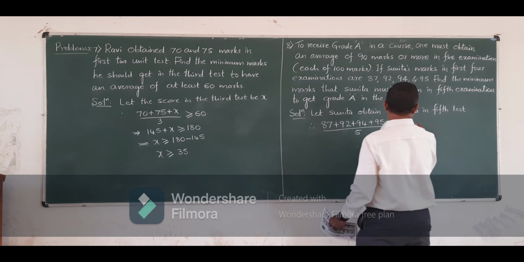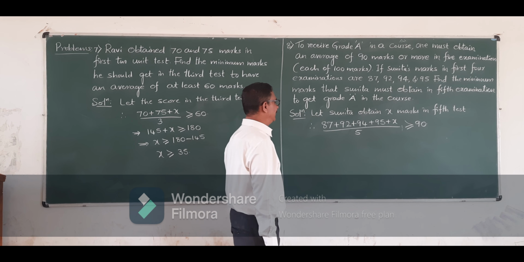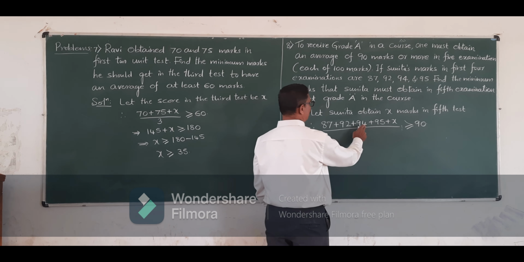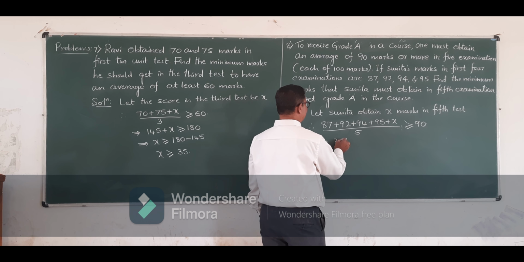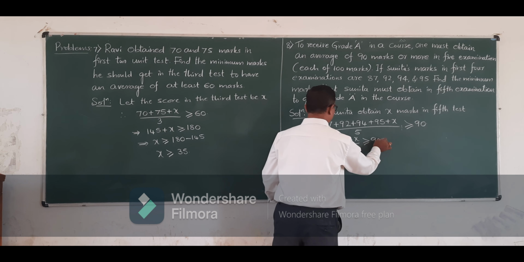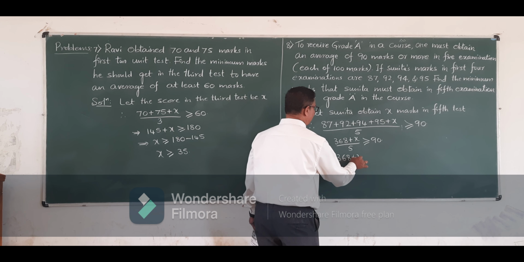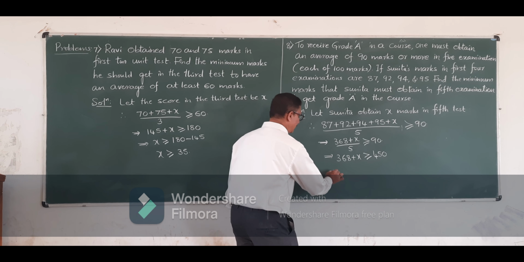At least 90 marks. More than or equal to 90. Either 90 or more than 90. Simplify, this implies, add all those things. 7 plus 2 is 9, 9 plus 2 is 11, 11 plus 28, 28 plus 8, 368 plus x divided by 5 is more than or equal to 90, right? This implies 368 plus x is more than or equal to 5 times 90, that is 450.